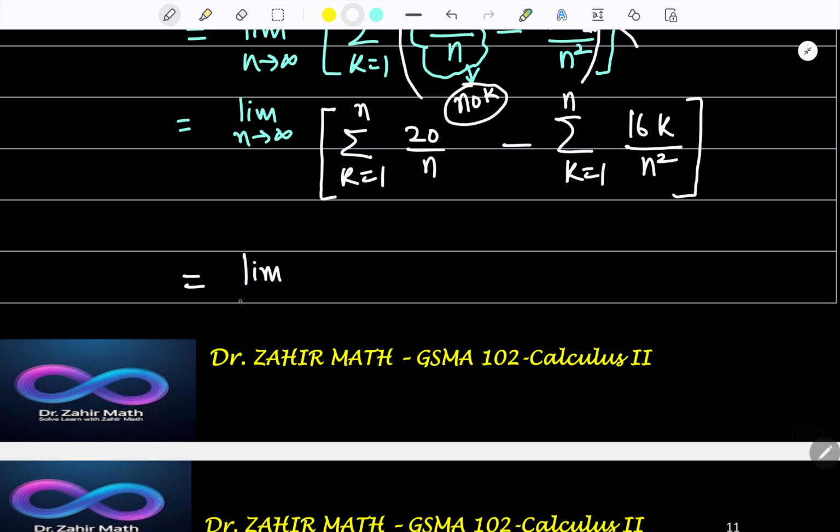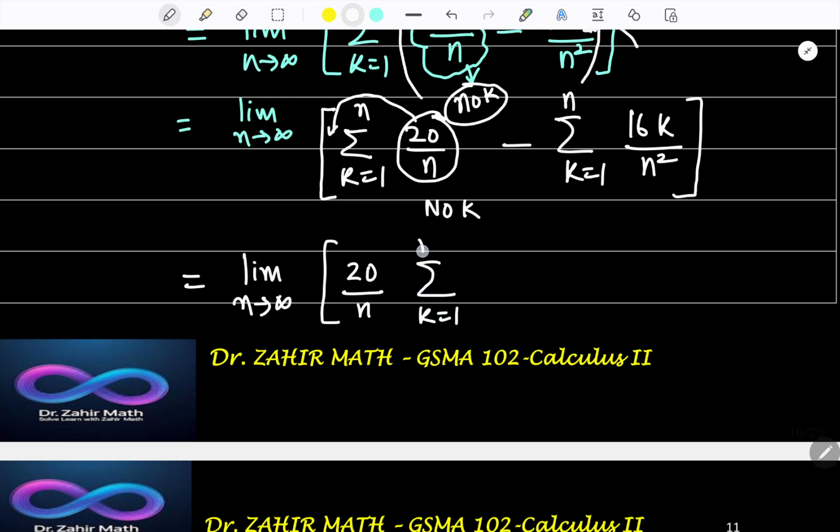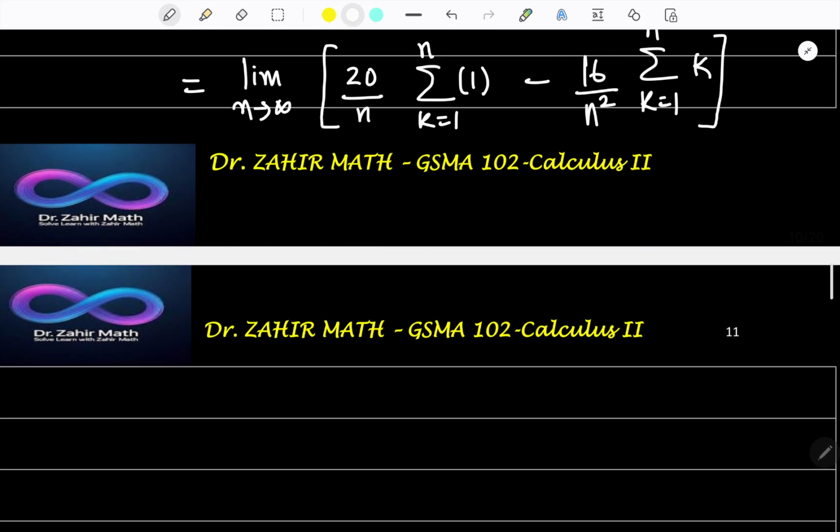So this equals limit n tends to infinity, bracket open, there is no k here. So all these things are constants, they will come out. So 20 divided by n, sigma k equals 1 to n of 1. Nothing is inside, keep in your mind. Minus, this is a constant, this is a constant. 16 divided by n square, sigma k is equal to 1 to n of k. Now we are going to expand this one.